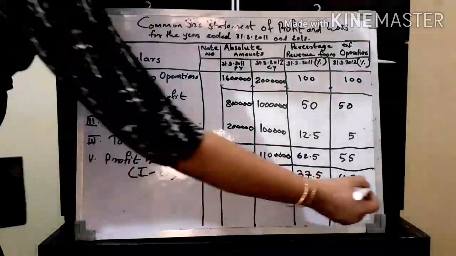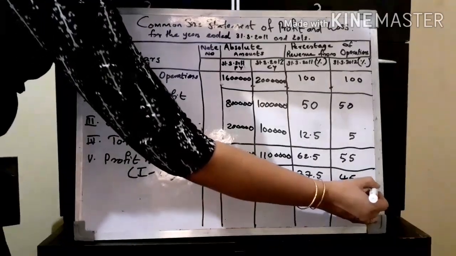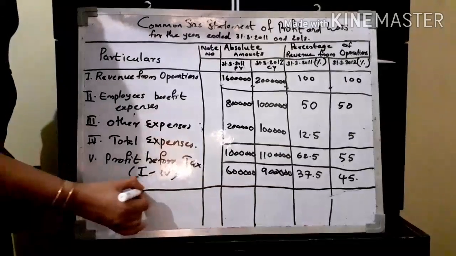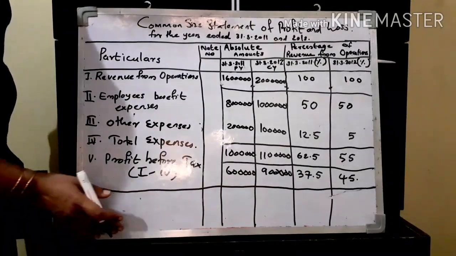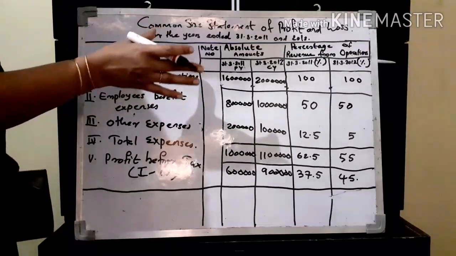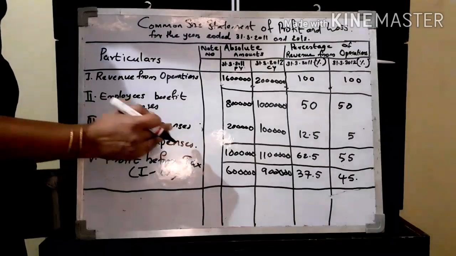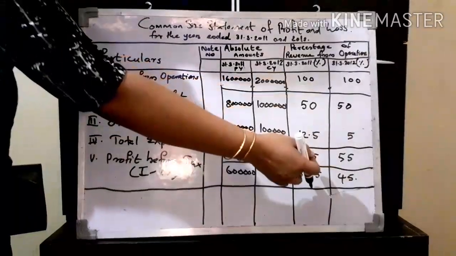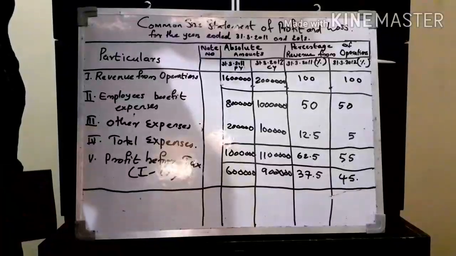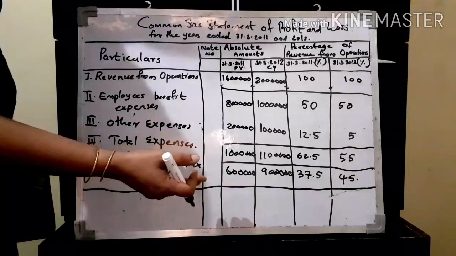Then after this, underline this portion. In this common size statement of profit and loss, each and every individual item is converted into a percentage of the base, revenue from operations. So this is the way to prepare the statement of profit and loss.